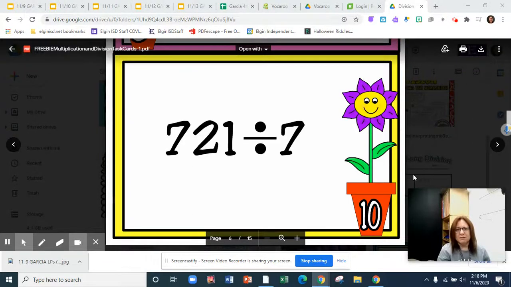Okay, so let's practice using distributive property to divide. Our first question is 721 divided by 7. So you can make up a word problem.